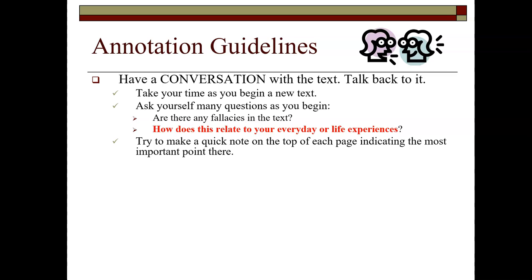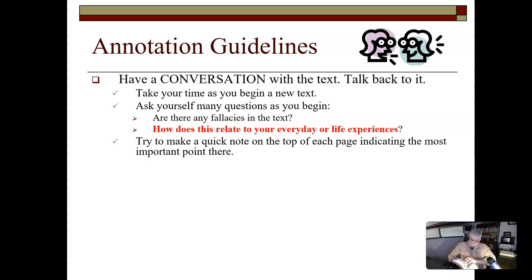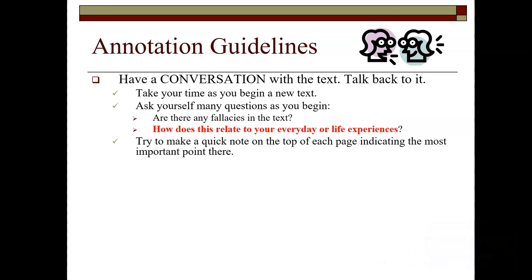Try to make a quick note on the top of each page indicating the most important point there. For example, on this text here from my textbook, I'm writing about the story called "The Yellow Violet," and I wrote down in the margin the main point of the poem is all will die, life will go on for a short while until those left behind will pass away. Okay, which is the main idea of the text. Also hopelessly depressing, but moving on.